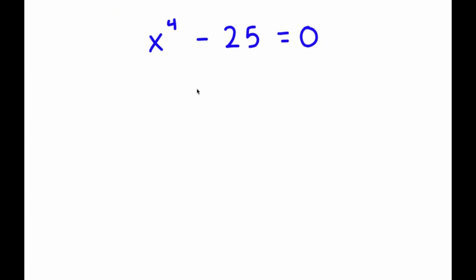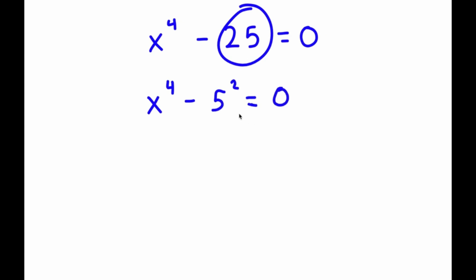Alright, so in this problem, I have x to the power of 4 minus 25 is equal to 0. To solve this, I'm going to first rewrite 25 here as 5 squared. So now I have x to the power of 4 minus 5 squared is equal to 0. Now x to the power of 4, that's the same thing as x to the power of 2 times 2. So I have x to the power of 2 times 2 minus 5 squared is equal to 0.